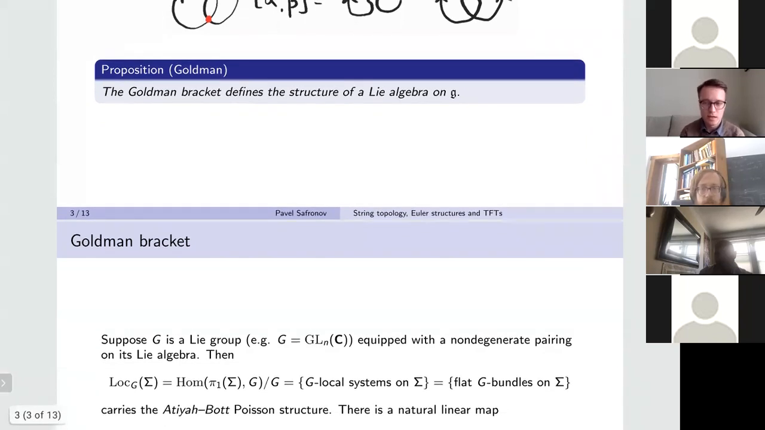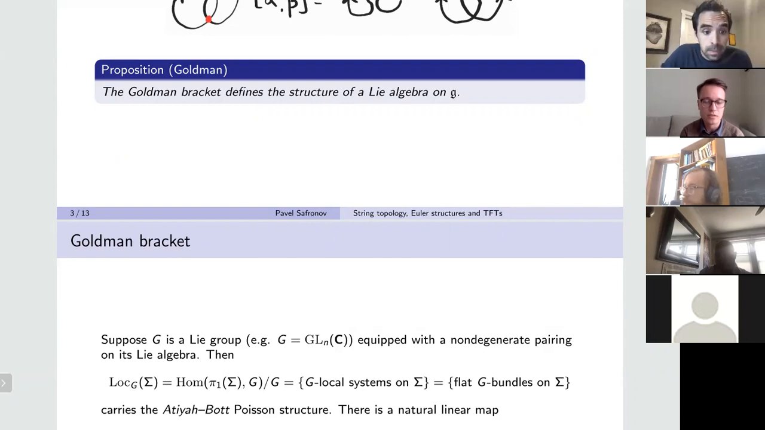Then you can consider the space called the character variety, denoted by Ch_G(Σ). So Σ is again my oriented surface. And there are various ways of presenting what this means. One way to say what the character variety is, is to say it's the variety of characters. So you look at homomorphisms from the fundamental group of Σ into G, and then you mod out by conjugation.